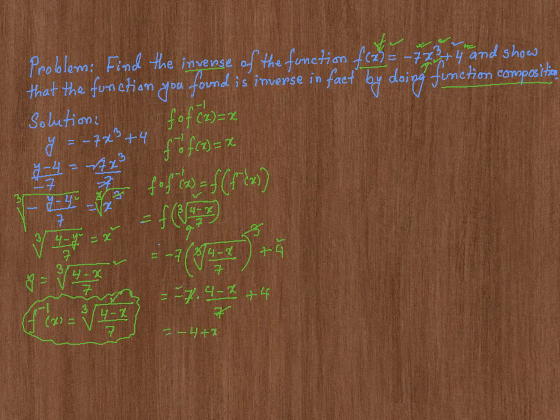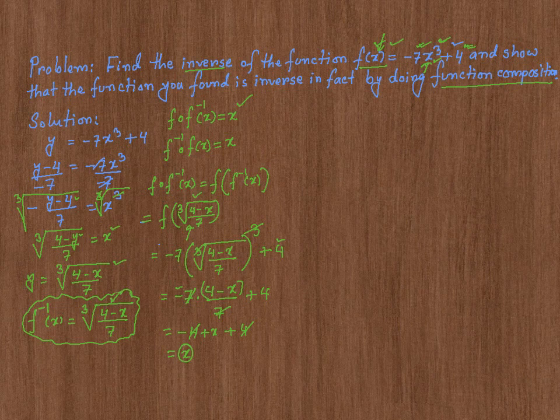That's going to give me negative 4 plus x. I'm distributing this negative to 4 minus x. Then plus 4. Positive 4, negative 4 cancel out. That gives me just x. So we just found out that f composed with f inverse of x is x.